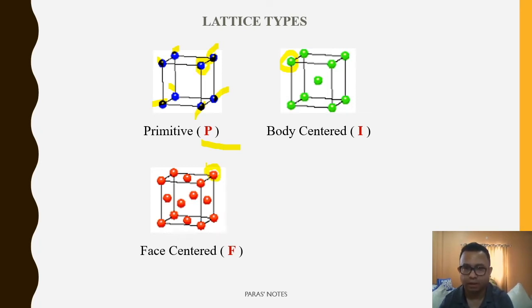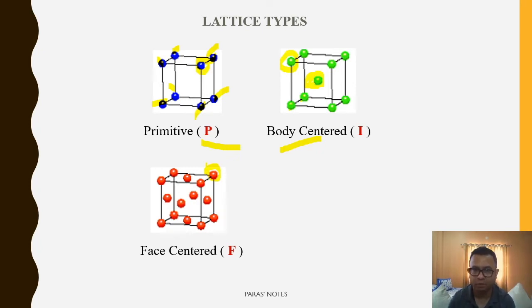Next, now let's go to the next structure, body centered. In a body centered cell, in addition to the 8 corners, you can see 1, 2, 3, 4, 5, 6, 7, 8 corners already there. Now the particles are not only occupying the 8 corners of a cube, but there will be one solid particle somewhere in the middle. Here you can see in the middle of the crystal. This is inside the body of that unit cell. Inside, it is in the middle.